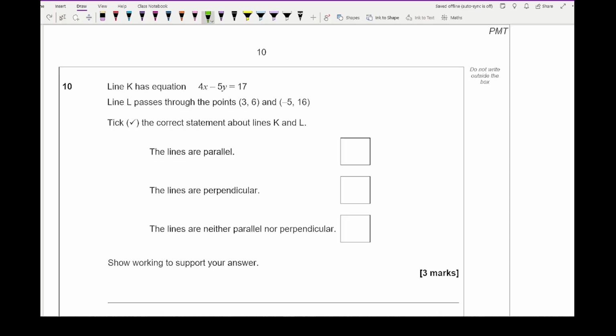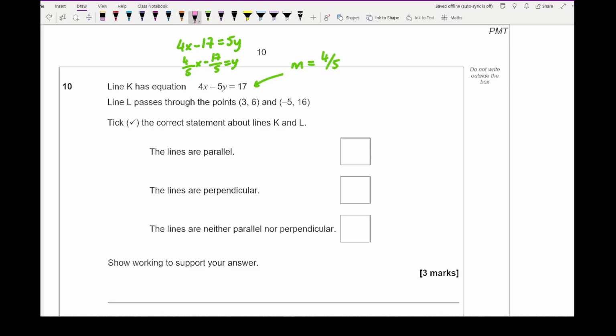So for this, we first need to find the gradient of each of those lines. My m value is found when we make y the subject. So I'm going to end up with 4x minus 17 equals 5y. Then I end up with 4 divided by 5 x minus 17 over 5 equals y. So the gradient of line K is going to be 4/5.